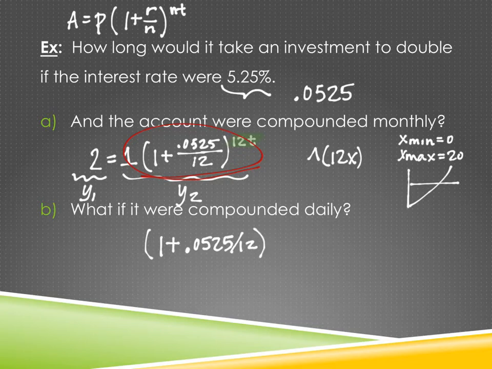Nope, because your calculator understands order of operations. It will know to divide before it does the addition. And then I put a caret and I put 12x, and that part needs to be in parentheses, because again, it knows order of operations. We need to make sure it understands to multiply the 12 and the x.